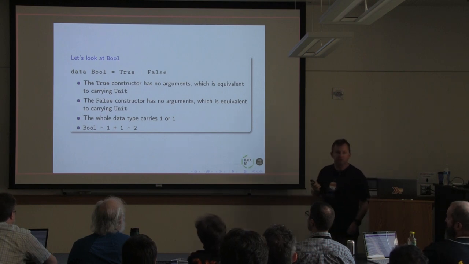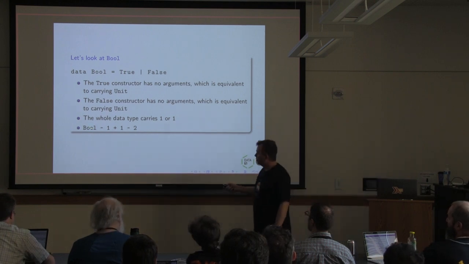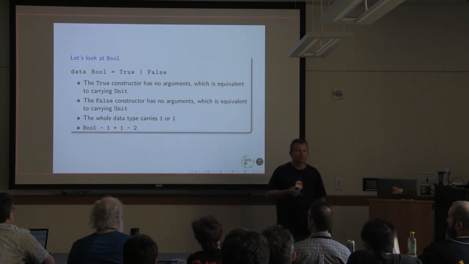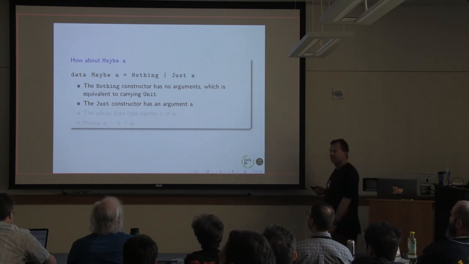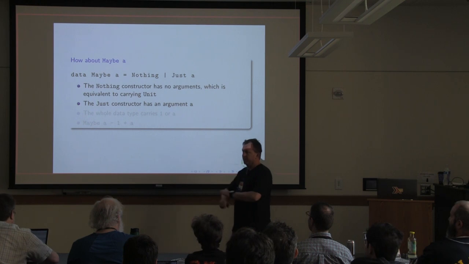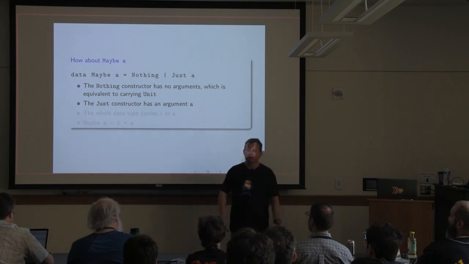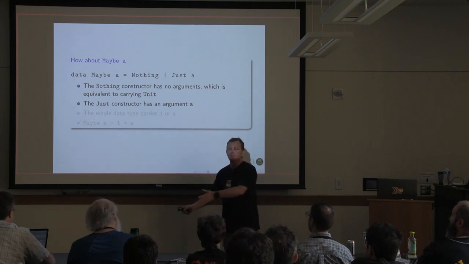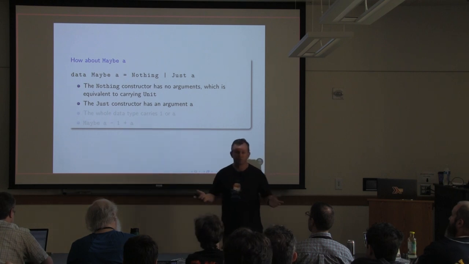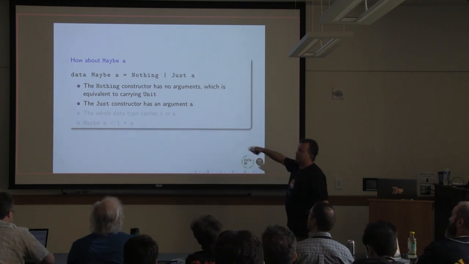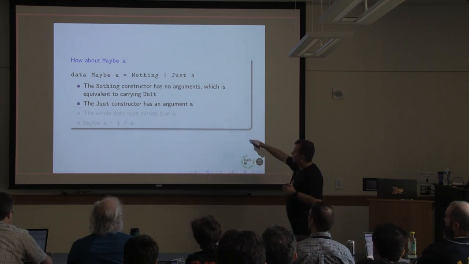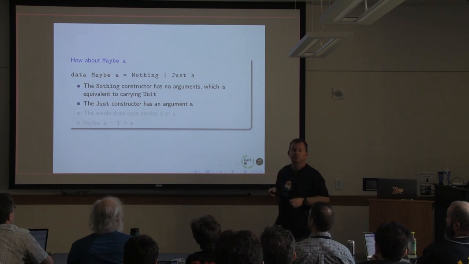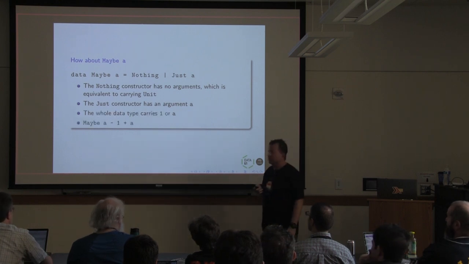And or is plus, it's a sum type. Bool is two. Isn't that amazing? Not yet, it's just two. It carries no other data, right? It carries a unit on one side and a unit on the other. One plus one, it's two. Well, what's Maybe A? Nothing carries unit, right? It's got nothing in its constructor. So it's unit plus A. It's one plus A.